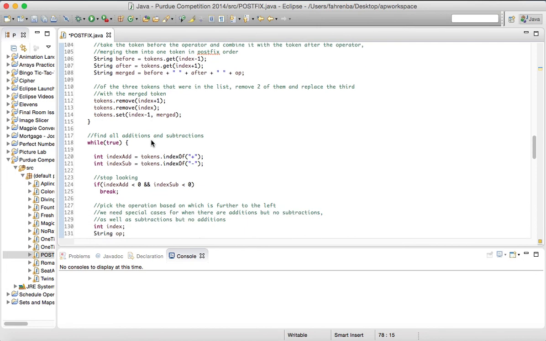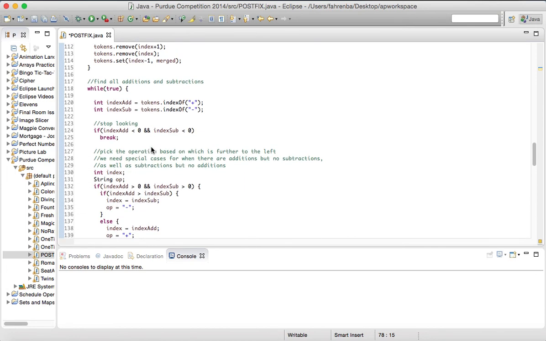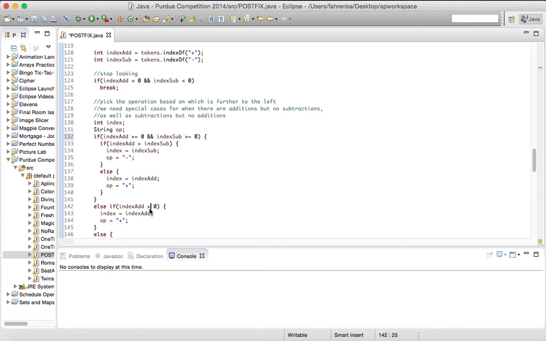Down here, I do the exact same thing for adds and subtracts, so I'm not going to spend a lot of time talking about it. I'll fix this case again, even though I don't think I should have to worry about it.